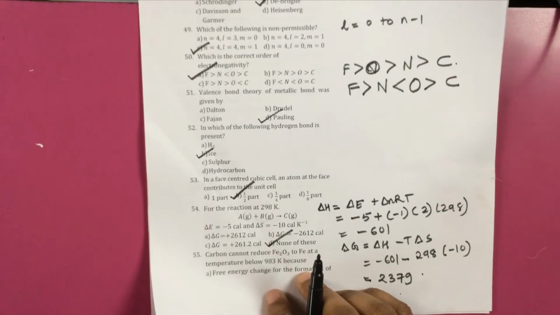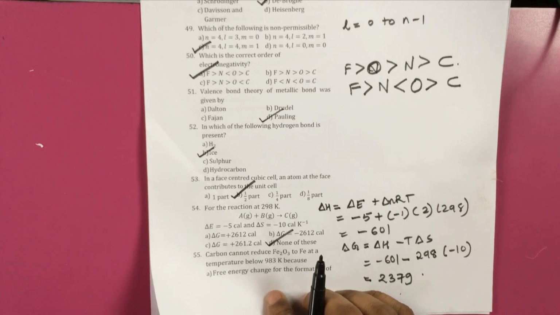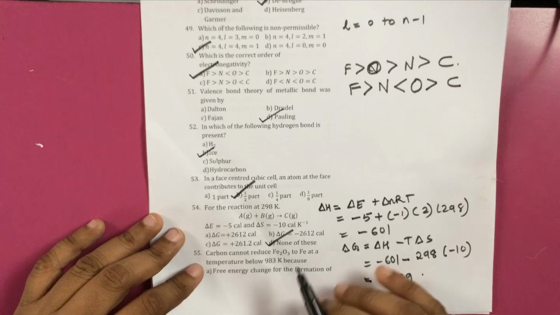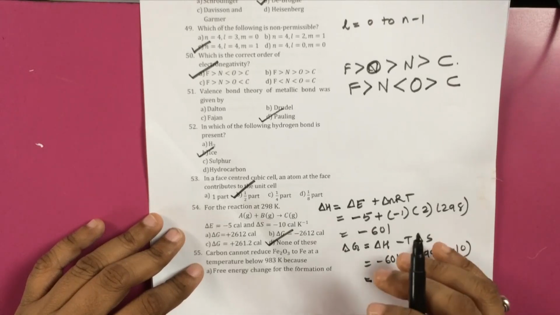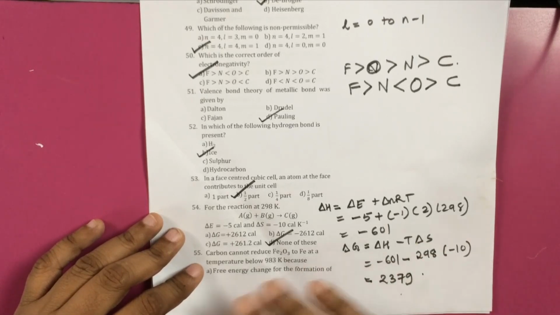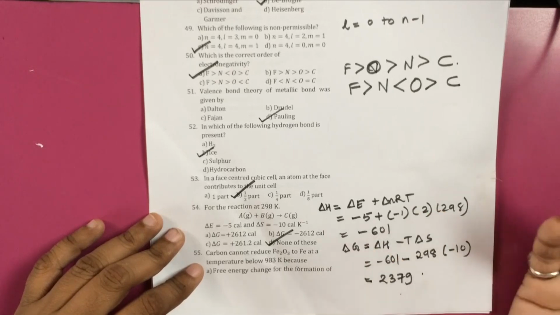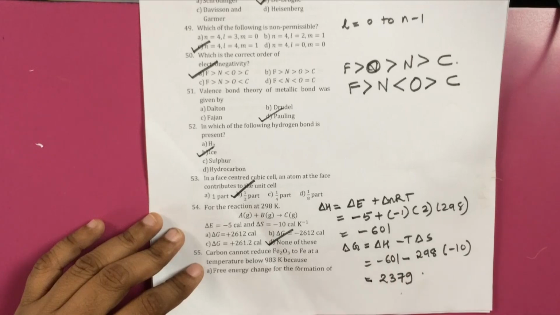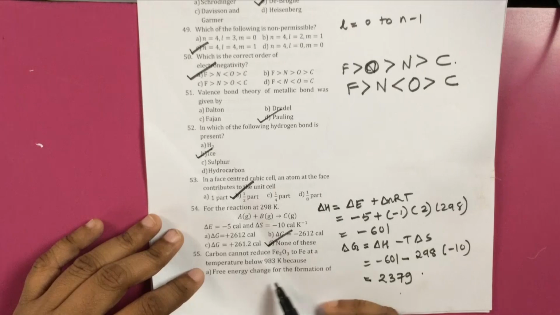Question number 55. Carbon cannot reduce Fe2O3 to Fe at temperatures below 983 Kelvin. That is because above 983 Kelvin, the free energy change for the formation of carbon dioxide is more negative than that of the ferric oxide. Thus, above this temperature, carbon has a higher affinity towards oxygen rather than iron. So carbon itself will undergo oxidation rather than reducing that particular Fe2O3. So the free energy change for the formation of carbon monoxide is more negative than that of Fe2O3.